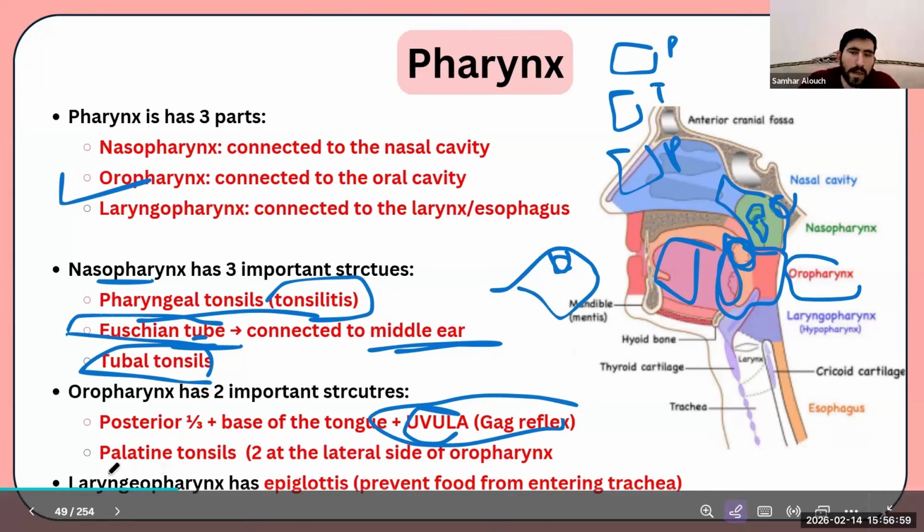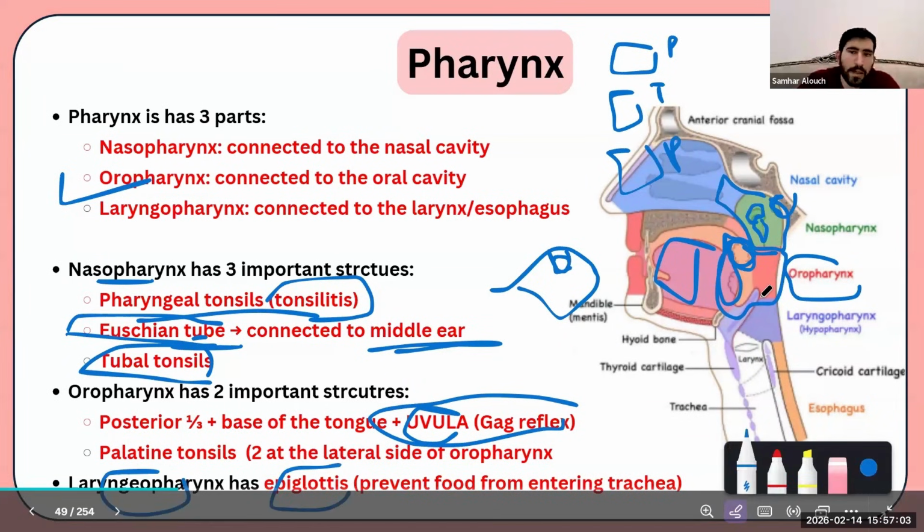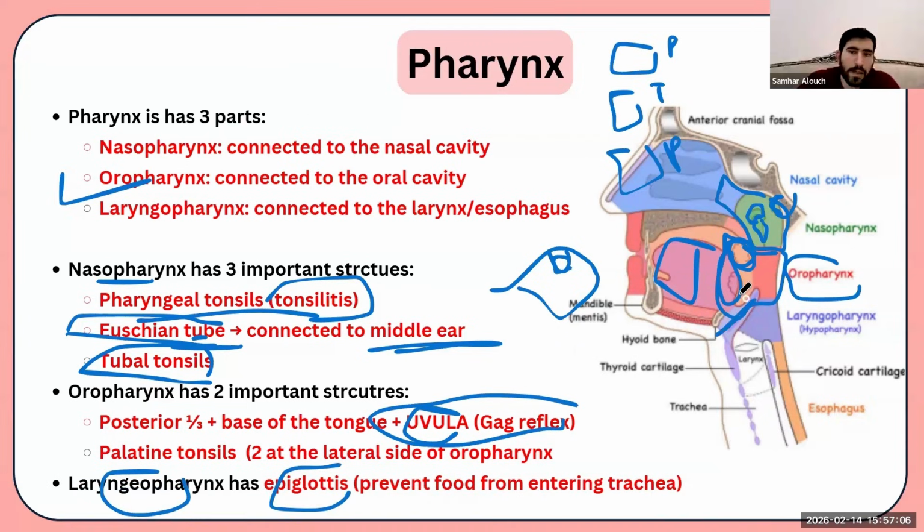Then we have the laryngopharynx, which has the epiglottis. That's the only important thing. The epiglottis is the one that prevents food from entering the larynx. Now, as I said, we have the pharyngeal tonsils, tubal tonsils, and palatine tonsils. We also have one last tonsil called the lingual tonsils. They are just under the tongue, and that's it.